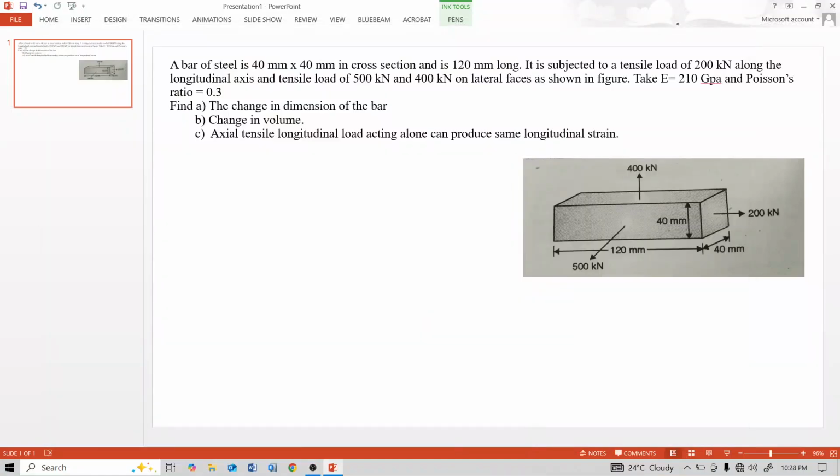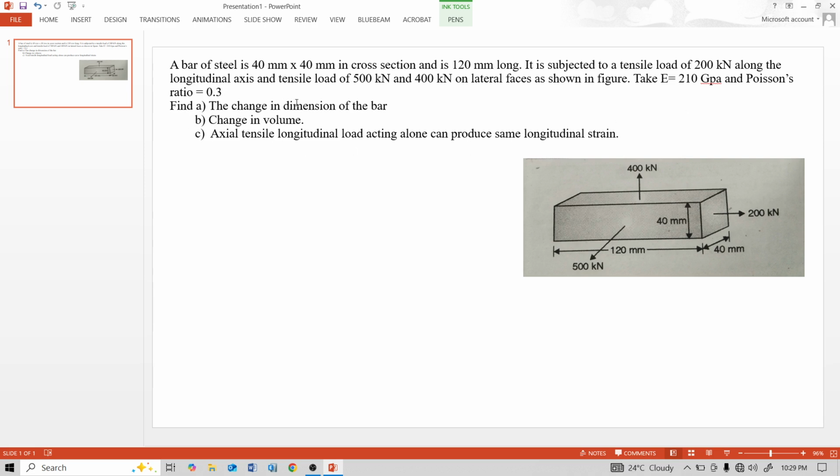Today, in this video, we will see a numerical on a rectangular bar subjected to triaxial loading. A bar of steel is 40 mm by 40 mm in cross section and is 120 mm long. It is subjected to a tensile load of 200 kN along the longitudinal axis and tensile loads of 500 kN and 400 kN on lateral faces as shown in the figure. Take modulus of elasticity E equal to 210 GPa and Poisson's ratio 0.3.